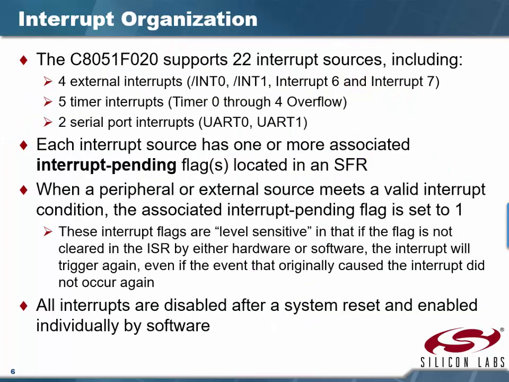Okay, we have 22 different interrupt sources. We have 4 external. Those are pins that we assign on our microcontroller, that when we take them low, they will generate an interrupt. We have 5 that are assigned to the timers. We have 5 timers. Actually, I think we only have 4 on our microprocessor. But each of our timers will generate an interrupt whenever they overflow.